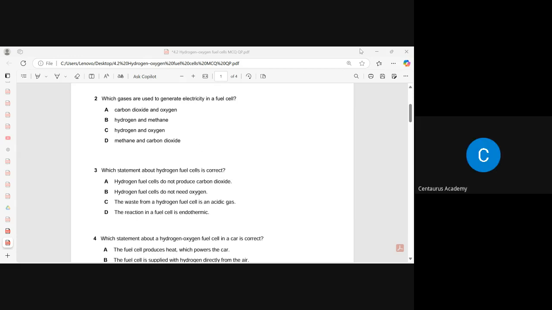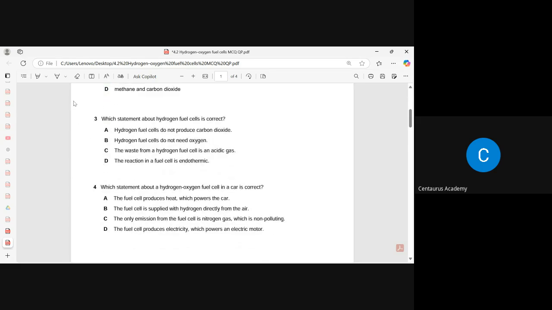Okay. Look into the next question. Which gases are used to generate electricity in a fuel cell? This is a very straightforward question. Hydrogen and oxygen. So 1 mark can be easily obtained using this.